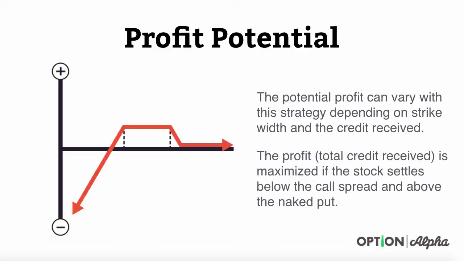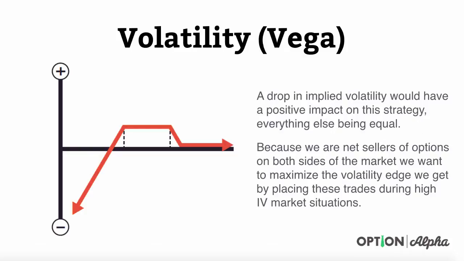Profit potential can vary depending on the different strikes you select and the width and the credit received. The total profit that you get, your total credit received, is only maximized if the stock settles below the call spread that you sold and above that naked put. On this payoff diagram, it's right inside those dotted lines that we have vertically. That's where we see our profit maximized, when the stock settles in between our range and all of our options expire worthless.